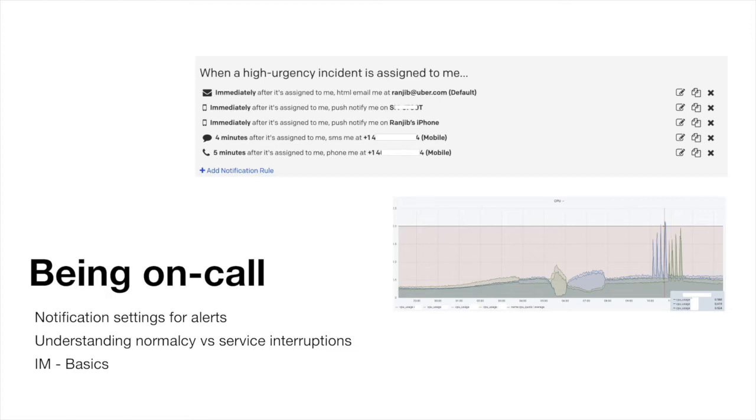So during the on-call, before even a person goes on call, the on-call onboarding process itself makes sure that there are peer-reviewed notification rules for the person who is going to be on call.